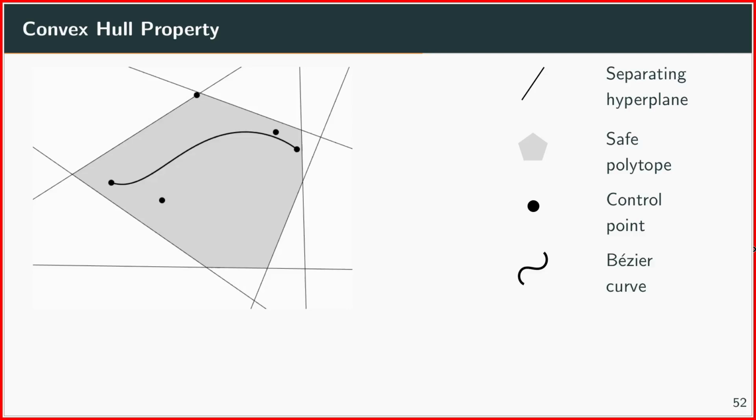And so here's a small visualization of this. The lines here are separating hyperplanes. So basically, every line tells you that you have to stay on one side. And this gives you this region here, which is the polytope. And we have a certain number of control points here. The Bezier curve will always be in the convex hull of the control points, and also in this case in this polytope, because the polytope contains all the control points.